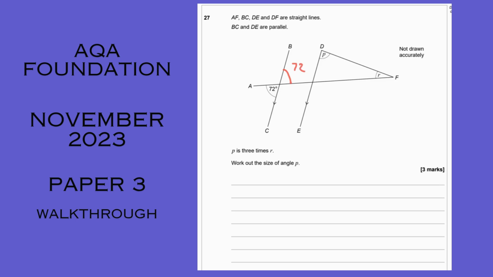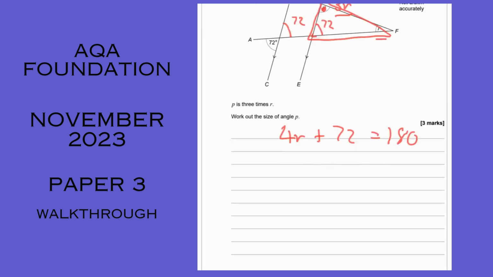That's 72, because opposite angles are equal. That is 72, because corresponding angles are equal. And we can get rid of P, because P is 3 lots of R. So we can now make an equation. We've got a simple triangle here. 3r and an r is 4r, plus the 72 adds up to angles in a triangle, 180.